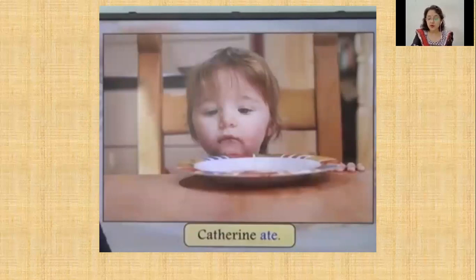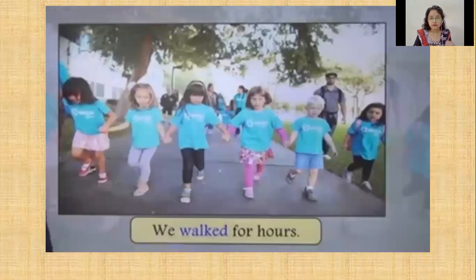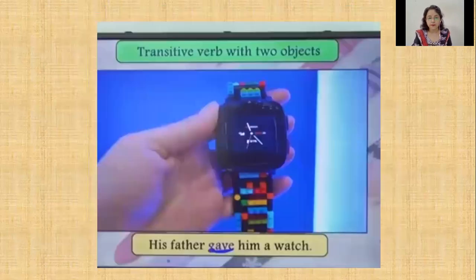So you cannot say that certain verbs are transitive and certain verbs are intransitive. It totally depends on the use in the sentence, it refers to the context. If it has an object, it is a transitive verb. If it does not have any object, it is an intransitive verb. We walked for hours. Again, no answer to the question what or whom. So walked is an intransitive verb.